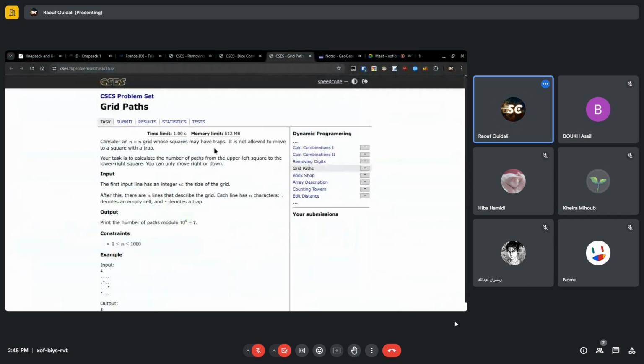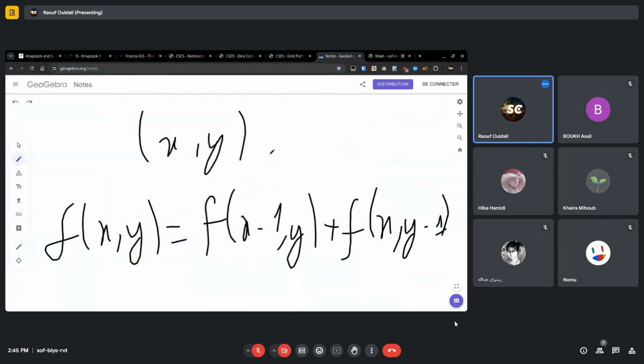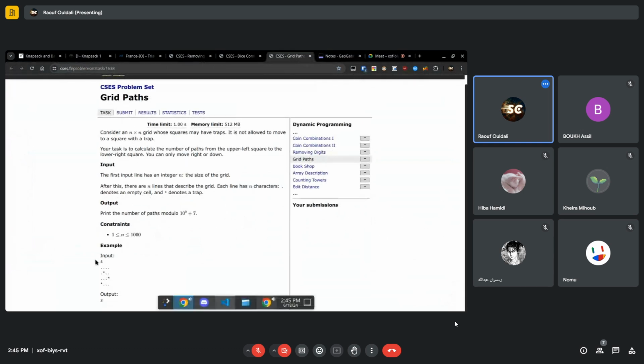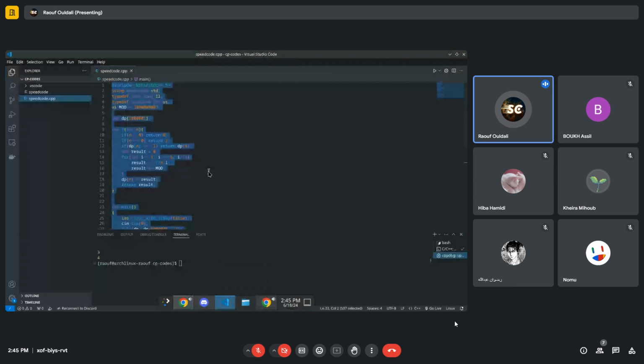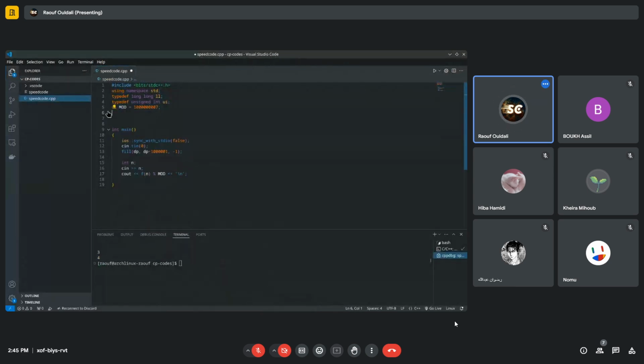Let's try to solve this. So we've got this formula. Now we code it. So the input is n, then the map. And then we have a character double array of dimensions n by n.